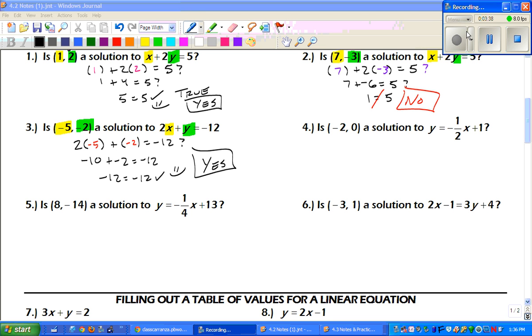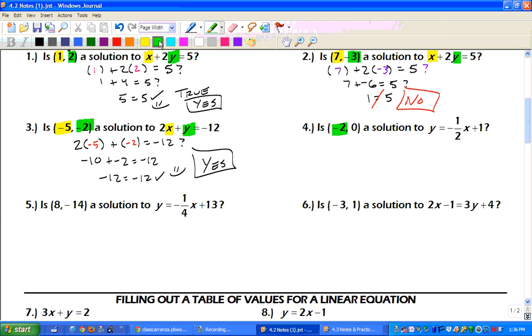Okay, I got that was a true statement. Okay, 2 times negative 5 is negative 10. And then negative 10 plus negative 2, you add those up and you get negative 12 equals negative 12. All right, let's do the next one. Help you set it up.